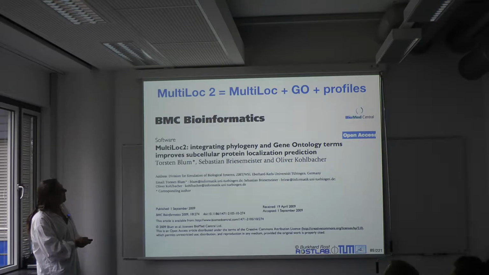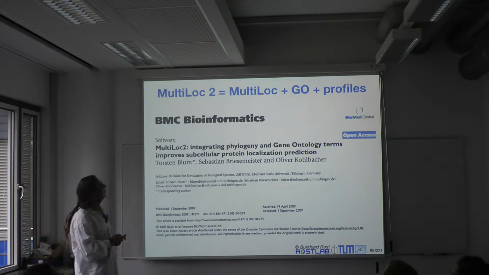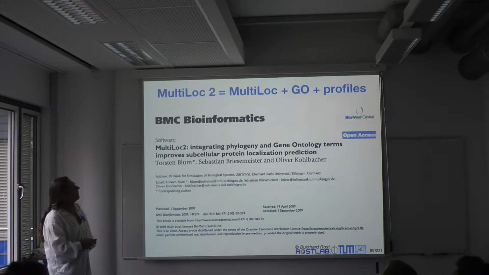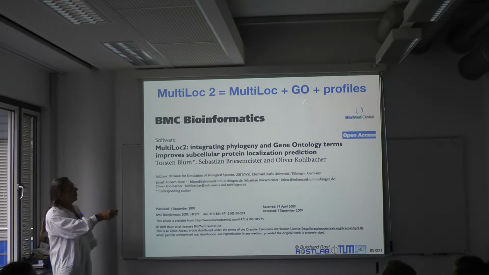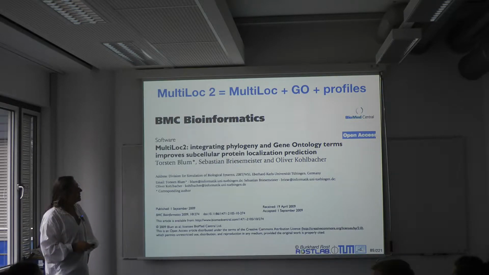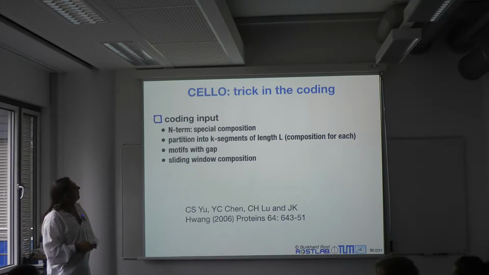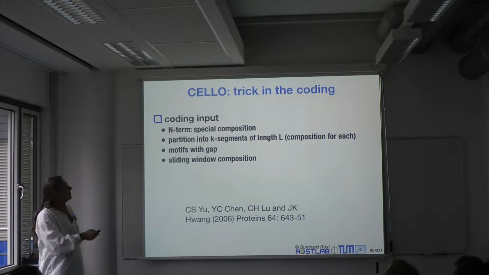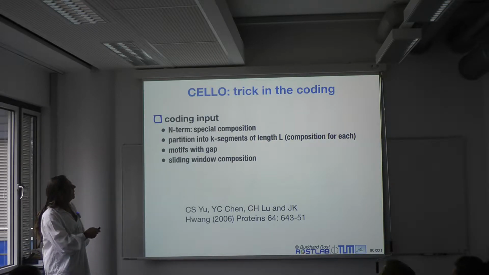I'm not sure why. So this is another Multiloc2. In fact, it adds the Gene Ontology classifications that I showed you before, but it also adds information from alignments. Multiloc2-Cello. Now we have a method that is not performing very well, but introduced a new concept in terms of the way it codes the input.